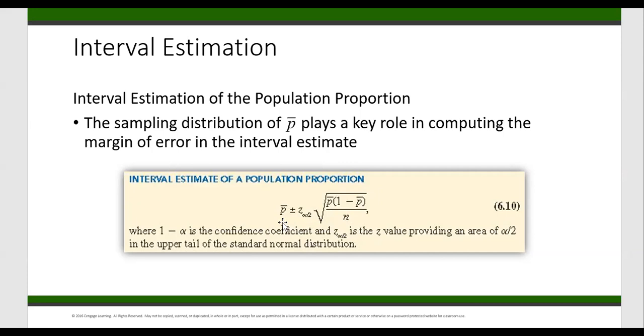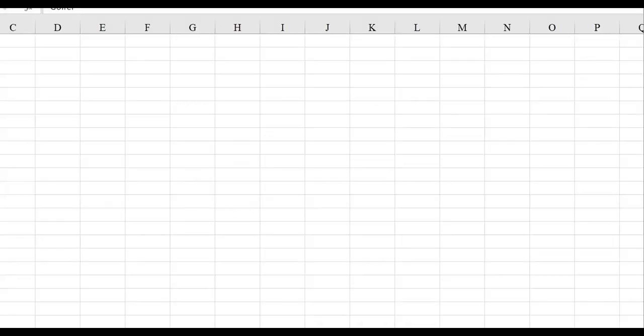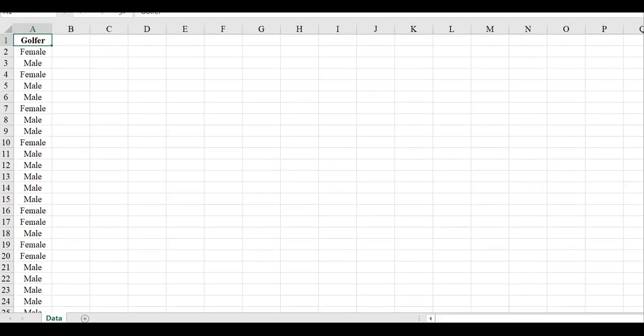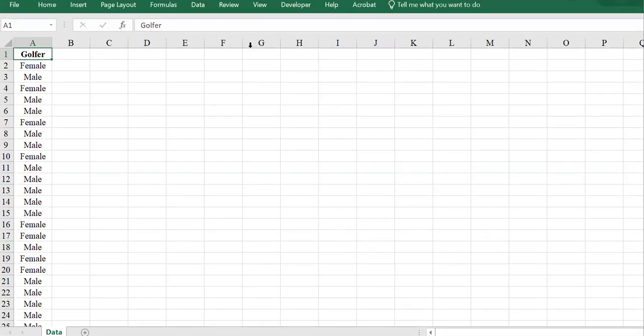Now let's go ahead and apply this using one example, the WomenGolf. In this example, we want to find the 95% interval estimate for the population proportion of female golfers in the United States. So we're looking for 95% confidence interval for the proportion of female golfers in the US, in the United States.